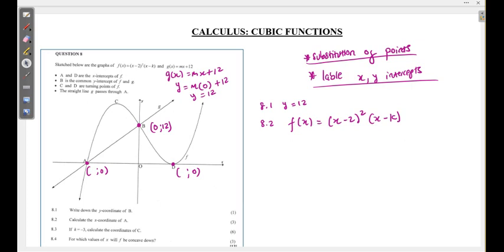So for A, we know that the y coordinate is 0, so we can put 0 here, and then we do not know the x coordinate, so we can just say this. And then, what is the value of k? To get the value of k, we will need to know the coordinates of D.